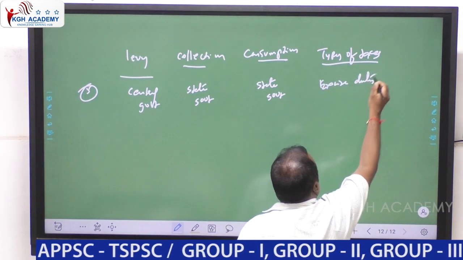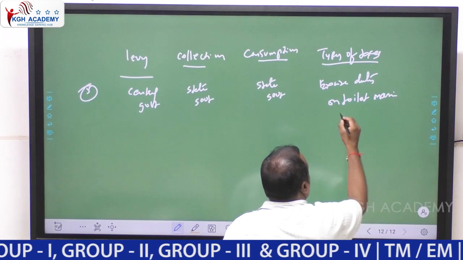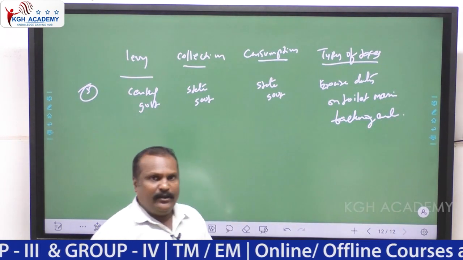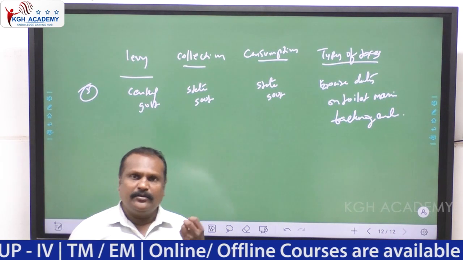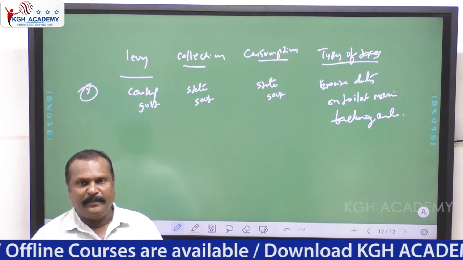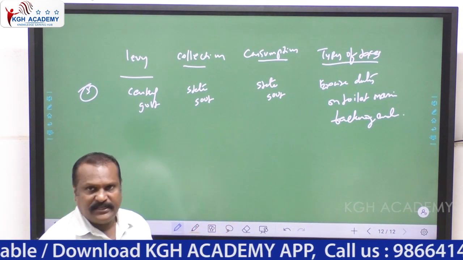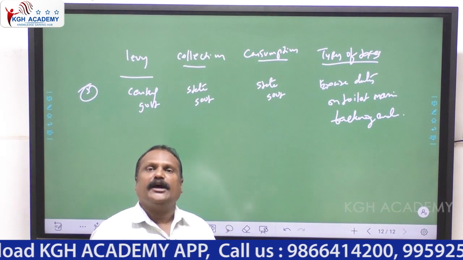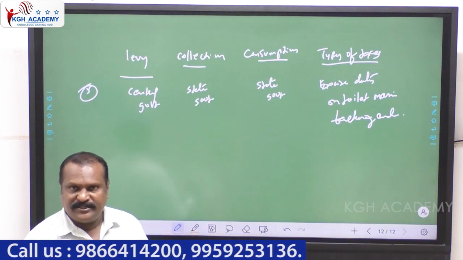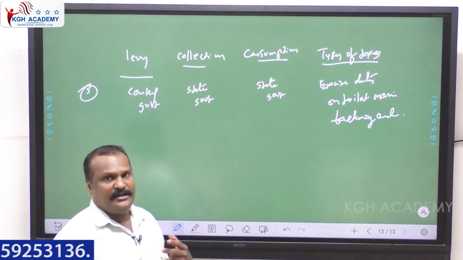Excise duty on toilet items, toilet manufacturing industries. Because a toilet has the sink, shower and pipes, and these taps are there. So these are produced by some companies. The central government levies the tax on this toilet manufacturing industry, and the state government collects and consumes it. So the tax which is levied by the central, collected by the state, consumed by the state is only the central excise duty on the toilet manufacturing industries.